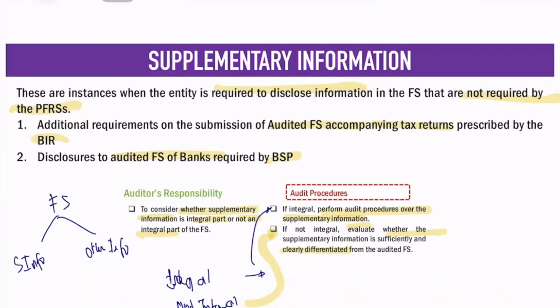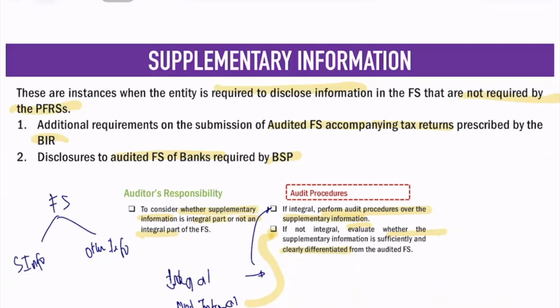So whether it is integral or not integral determines your audit procedure as to the supplementary information. Again, what is supplementary information? It is information not required to be presented by the PFRSs. However, you disclose it pursuant to regulation or law. For example, FS on your tax return required by the BIR, and FS of banks required by the BSP.